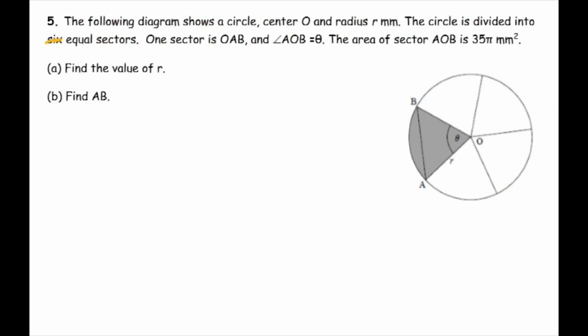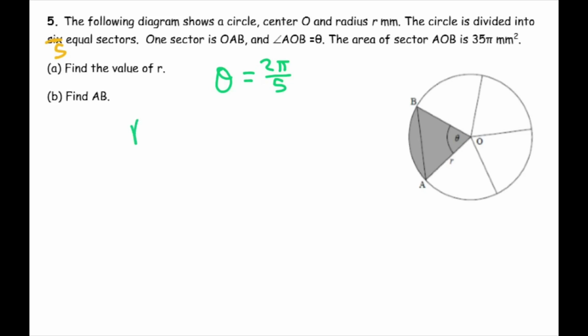Okay, and the second problem is very similar. It's the same 5 equal sectors. So what you want to try to do is pause the video and try to find the value of r and find AB. And then if you need to, you can play the video and check your answers. All right. So basically your angle is going to be 2 pi over 5 because the whole angle of the circle is 2 pi, and we divided it by 5.